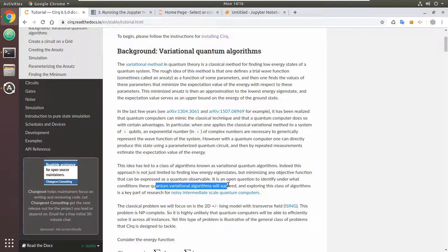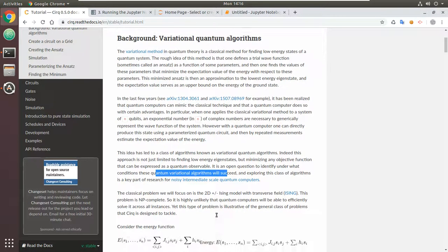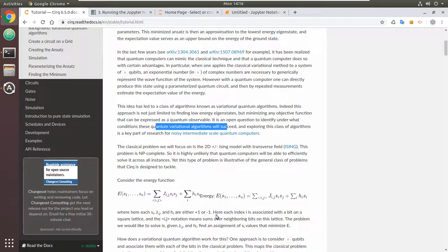The classical problem we will focus on is the 2D plus-minus Ising model with transverse field Ising, whatever. This problem is NP complete, so it is highly unlikely that quantum computers will be able to efficiently solve it across all instances. Yet the type of problem is illustrative of the general class of problems that Circ is designed to tackle.